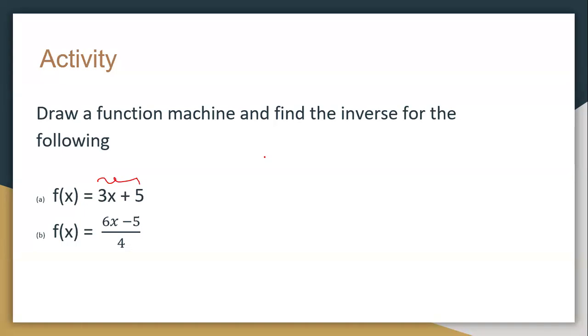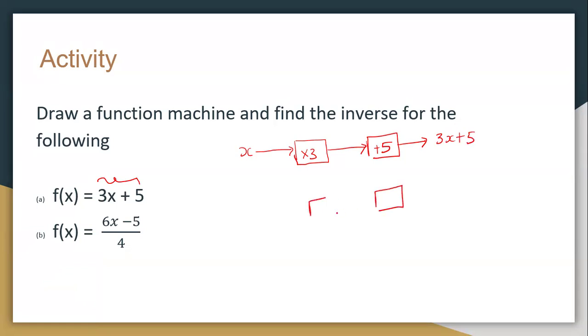My machine, the input is x. Okay, you have said x. Then in the next box, there is a times 3. Then plus 5. So which output did you get? 3x plus 5. So you got 3x plus 5. Okay, now we go back to get our inverse.